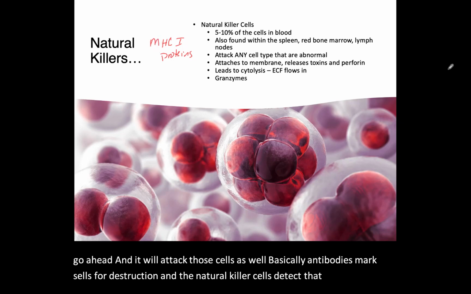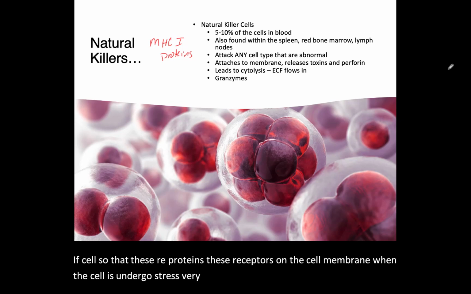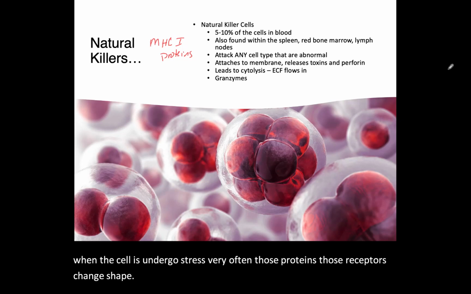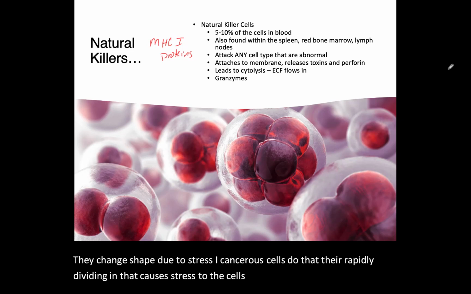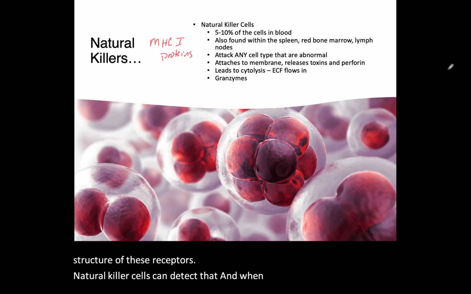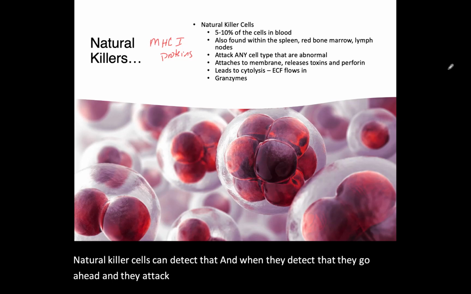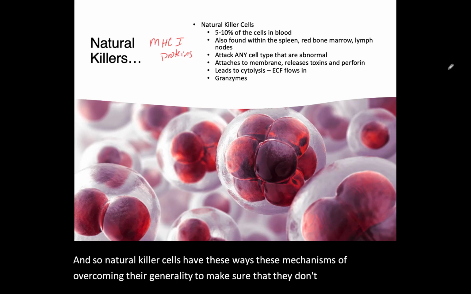Or if a cell undergoes stress, very often these receptors on the cell membrane change shape. They change shape due to stress. Cancerous cells do that. They're rapidly dividing, and that causes stress to the cells, which changes the protein structure of these receptors. Natural killer cells can detect that. And when they detect that, they go ahead and attack and destroy those cells. And so natural killer cells have these mechanisms of overcoming their generality to make sure that they don't attack cells that are of self.